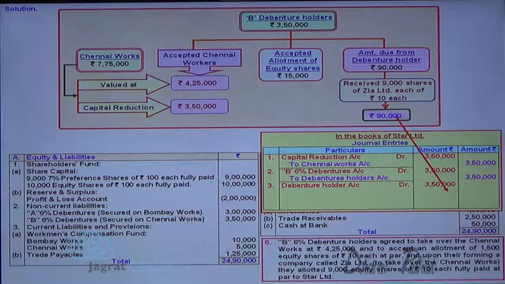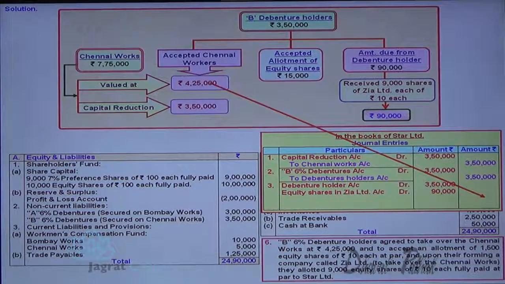I have received the shares of the new company. So equity shares of Zia Limited, then I receive, debit what comes in. So equity shares from Zia Limited account debit 90,000. What have I given? Chennai Works. I have transferred the ownership of Chennai Works to the debenture holders company.